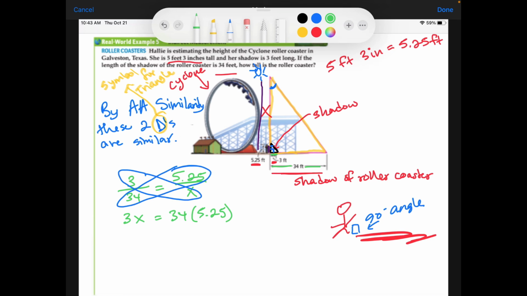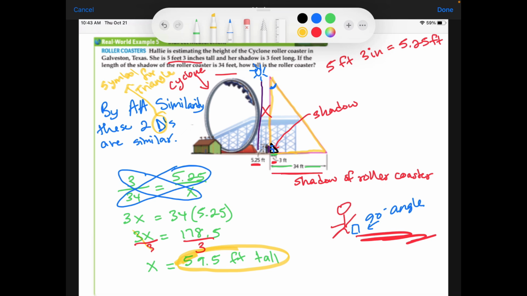And if I put this into a calculator, I'll get 178.5. And I have 3X on the other side. If we're going to solve this by hand, we can divide both sides by 3 to get our X alone, and our final answer is X is equal to 59.5, and this is the height of the roller coaster. I hope that makes sense.